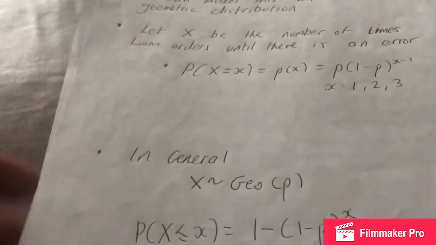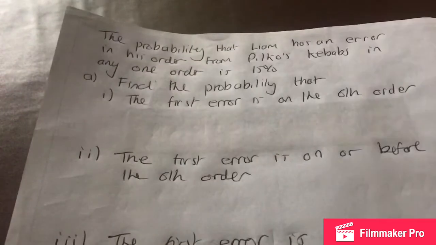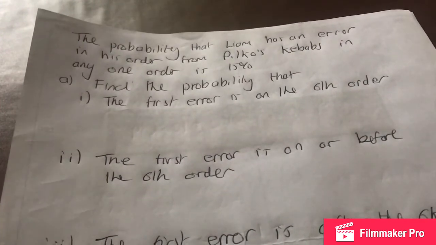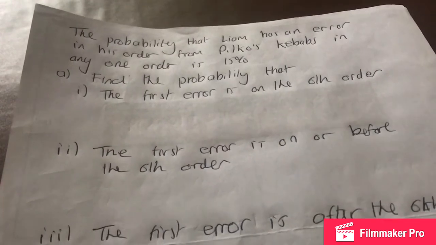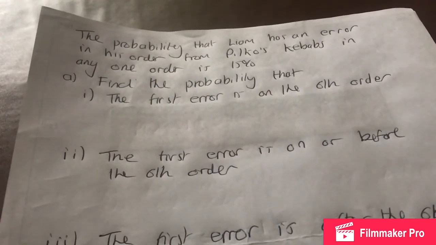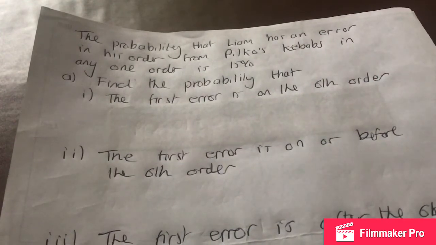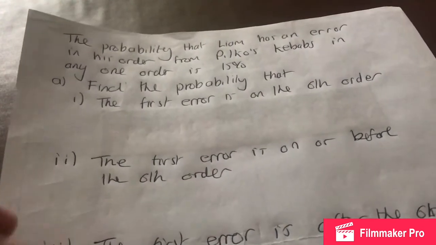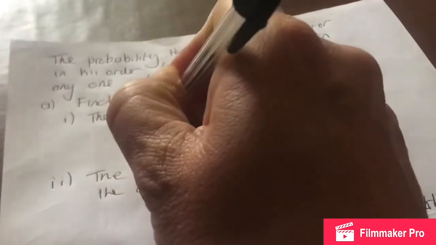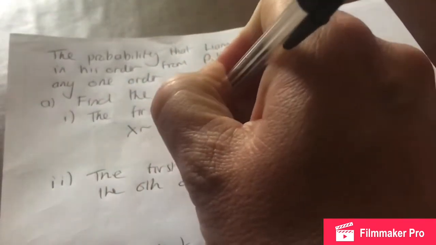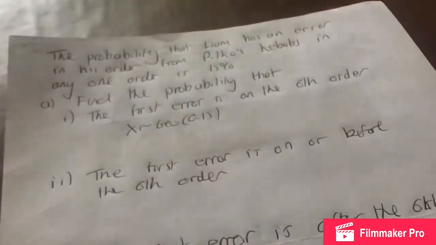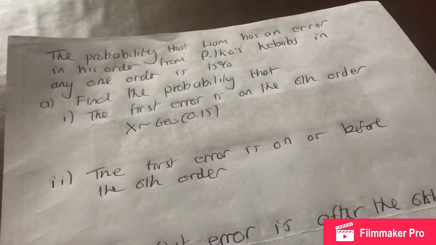Let's have a look at a question, and hopefully it will start to make even more sense. So the probability that Liam has an error in any one order from Pilker's Kebabs is 15%. Find the probability that the first error is on the 6th order. Well, first thing I want to write here is X is distributed geometrically 0.15. I always get a mark for that.